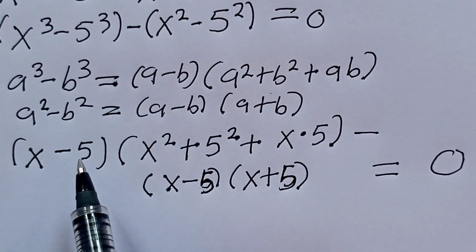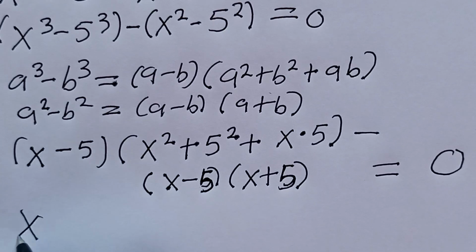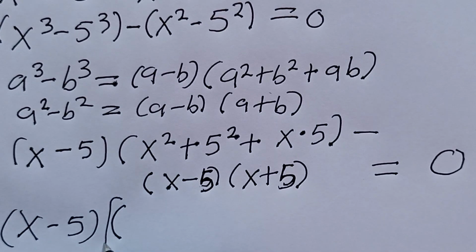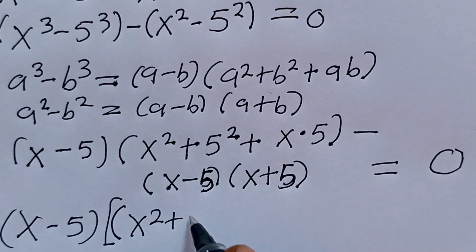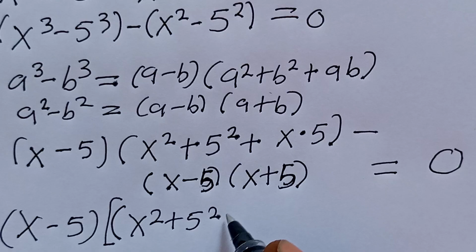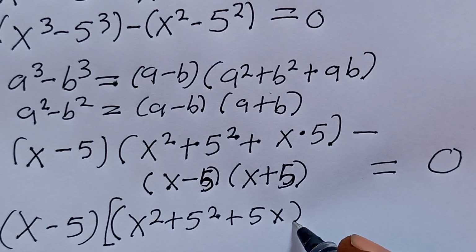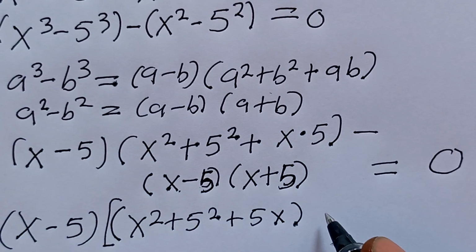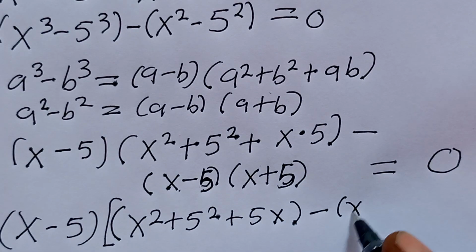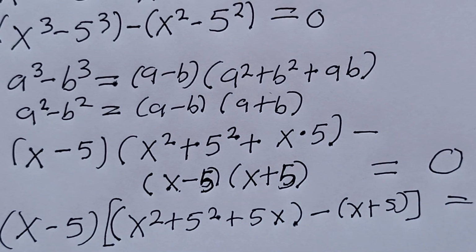But what is common between this for 3 squares and for 2 squares? We can see that we can factor x minus 5, such that all this will be into the bracket of x squared plus 5 squared plus 5x into, we have actually factored out this x minus 5, so we are going to be left with minus x plus 5, all equals 0.